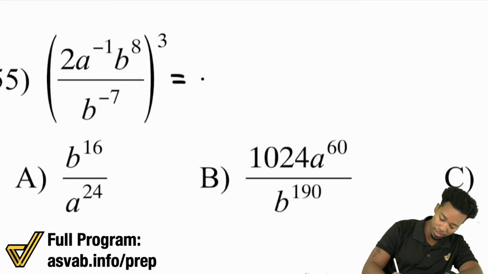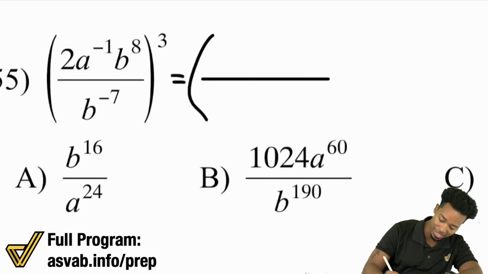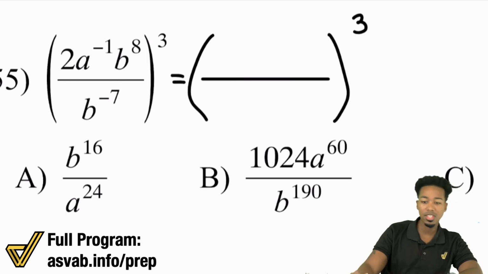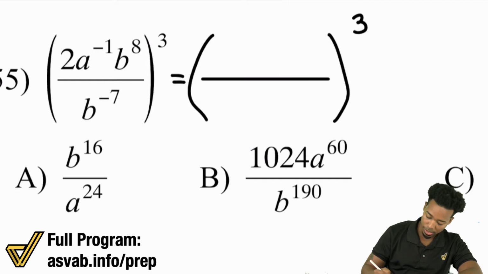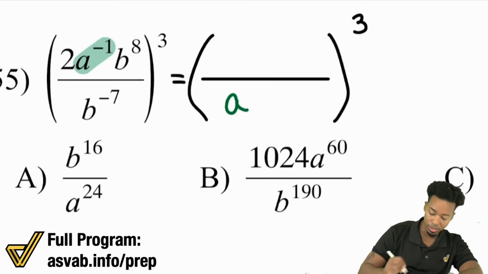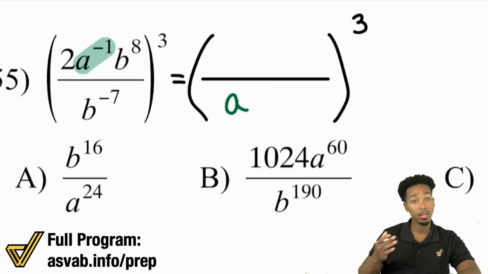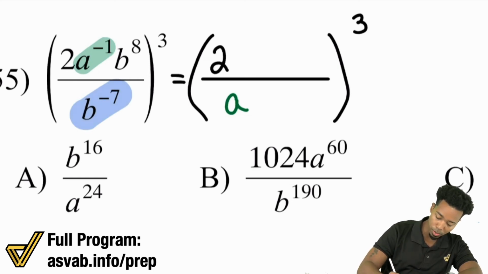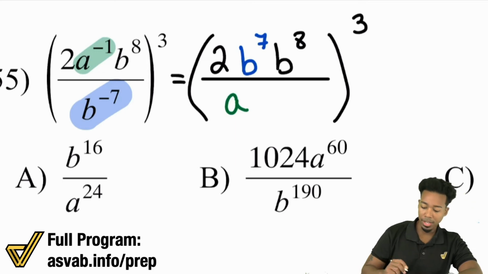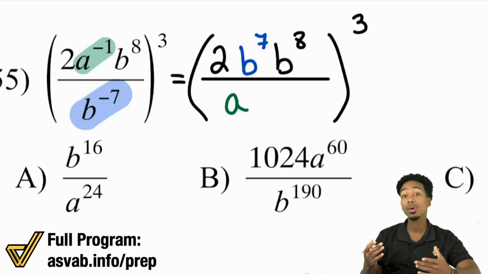So what we have is, I'm going to take care of what's inside the parentheses first. So I'm leaving that power of 3 up there. So what can I do? Well, first I can take that a to the power of -1 and make it an a to the power of +1 in the denominator. On top of that, I notice that I have a b to the power of -7 that I can move to the numerator. So I still have that 2 up top. I can write that b to the power of +7 now, but I still have that b to the power of 8.